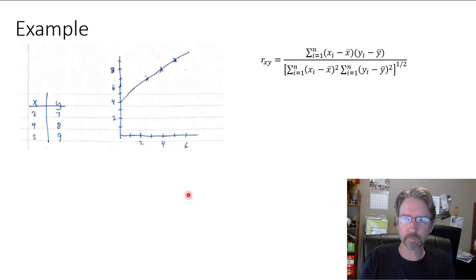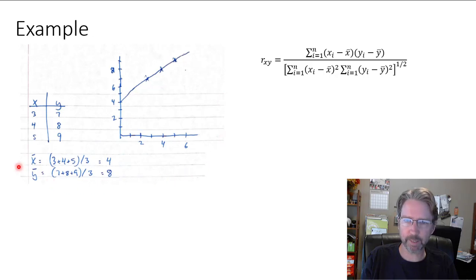Here's an example of calculating the correlation coefficient from some data. This data is exactly linear, so we have x 3, 4, 5 and y 7, 8, 9. They're graphed here in this little sketch. So we should see some strong correlation is the hope. So the first step is to calculate x bar and y bar, the means of the samples, because they come into this equation everywhere. So the average x is 4, average y is 8.